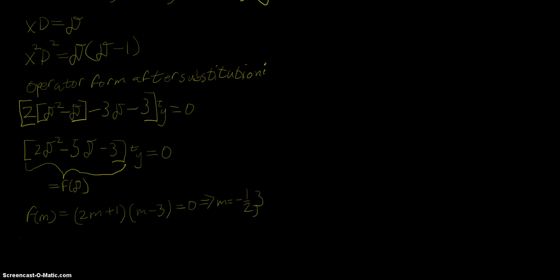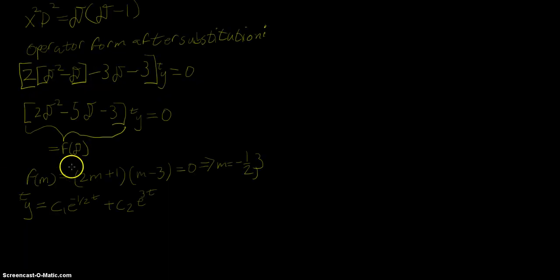That tells us that the fundamental solution set, oh, we didn't write out that step. Well, what that tells us is the fundamental solution set is e to the -1/2 t, comma, e to the 3t, and that y(t) is all linear combinations of those two elements.